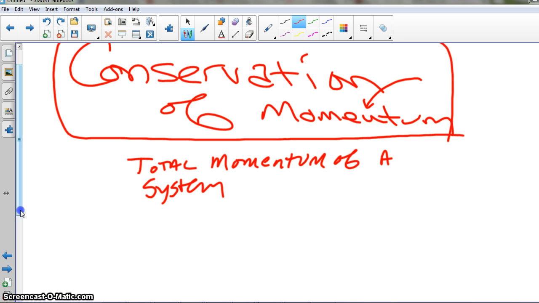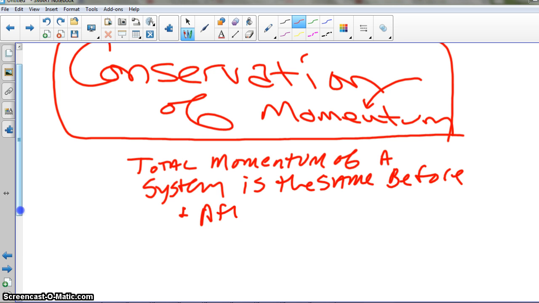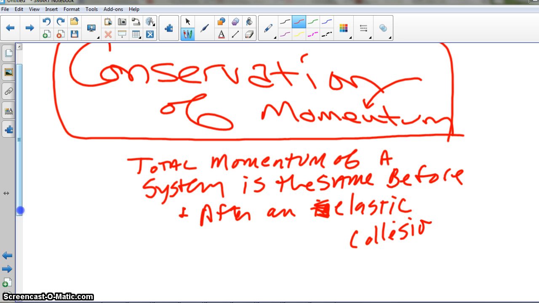Total momentum of a system is the same before and after what we call an elastic collision. Total momentum of a system is the same before and after the collision, an elastic collision. So, what would be an example of an inelastic or an elastic collision?